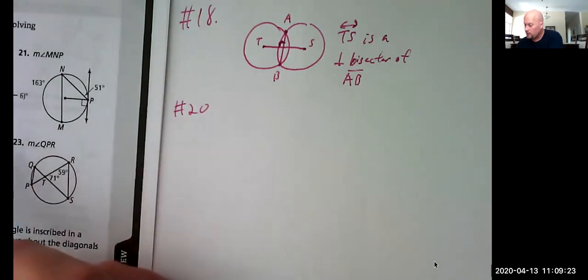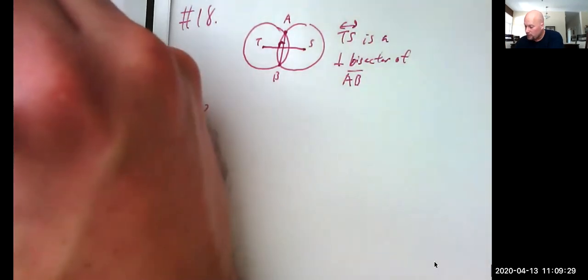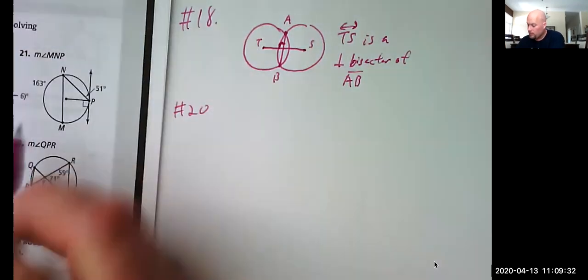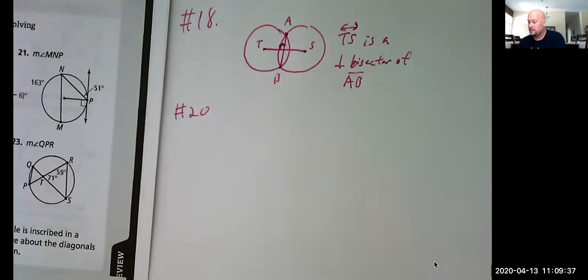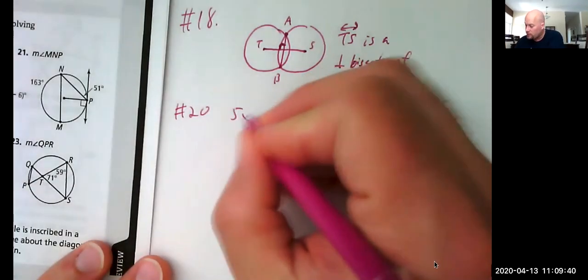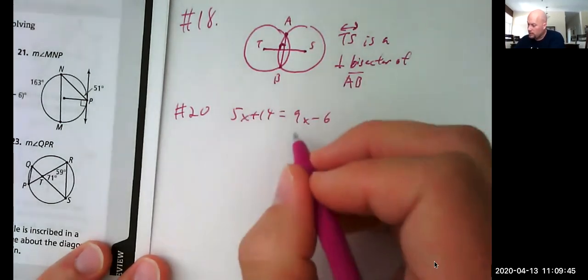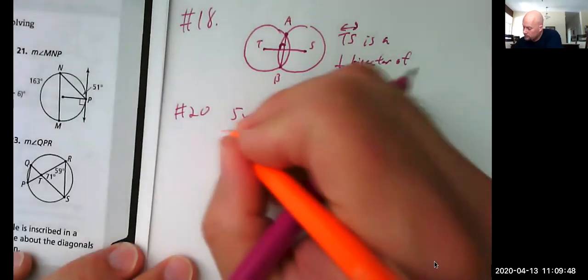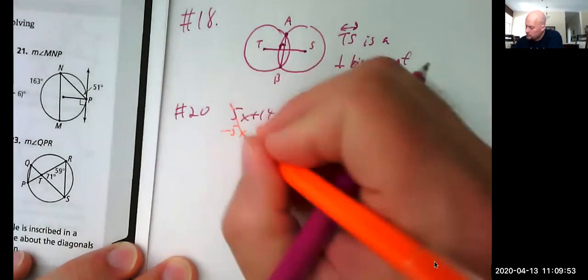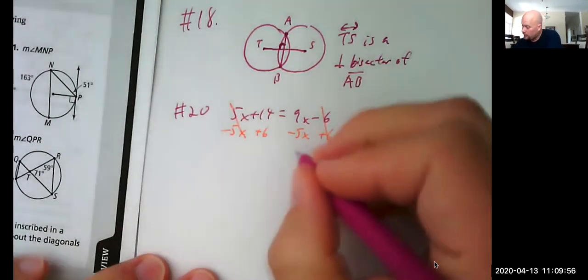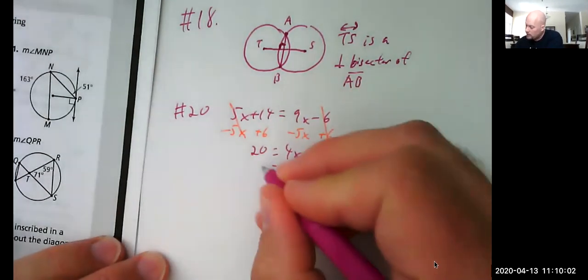So on number 20, we have these angles that are marked. They want EF, so they want this arc here. Well, we know that these two that they're labeling are going to be congruent because they're intersecting the same arc. So we're going to set those equal first. 9x minus 6. Solve, I'm going to bring the 5x over that way. I'm going to bring the 6 over the other way. So plus 6, plus 6. So now we have 4x, and this is 20. Divide by 4, x is 5.